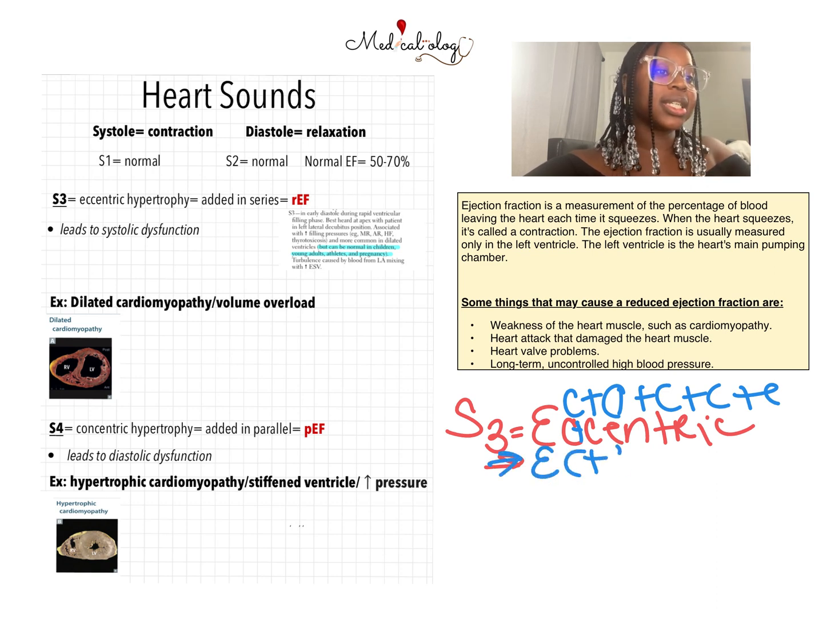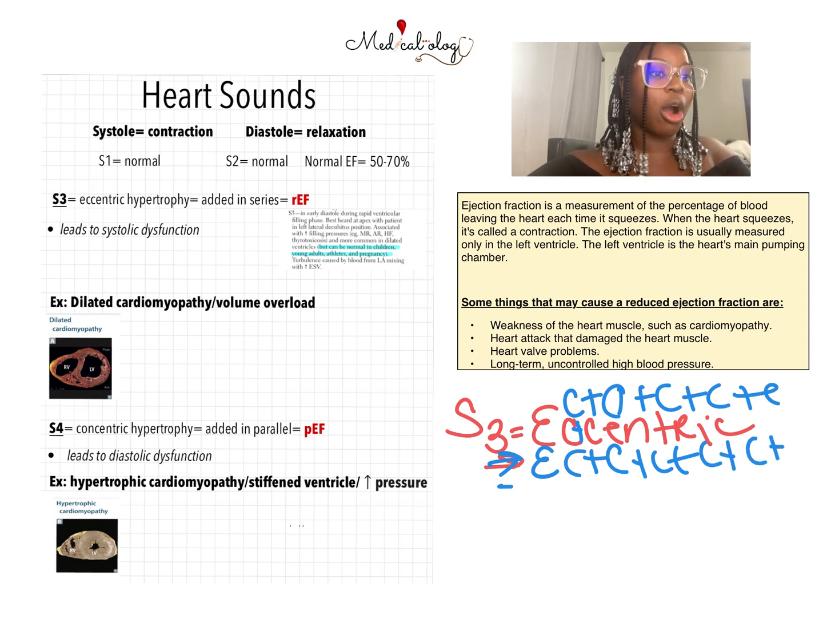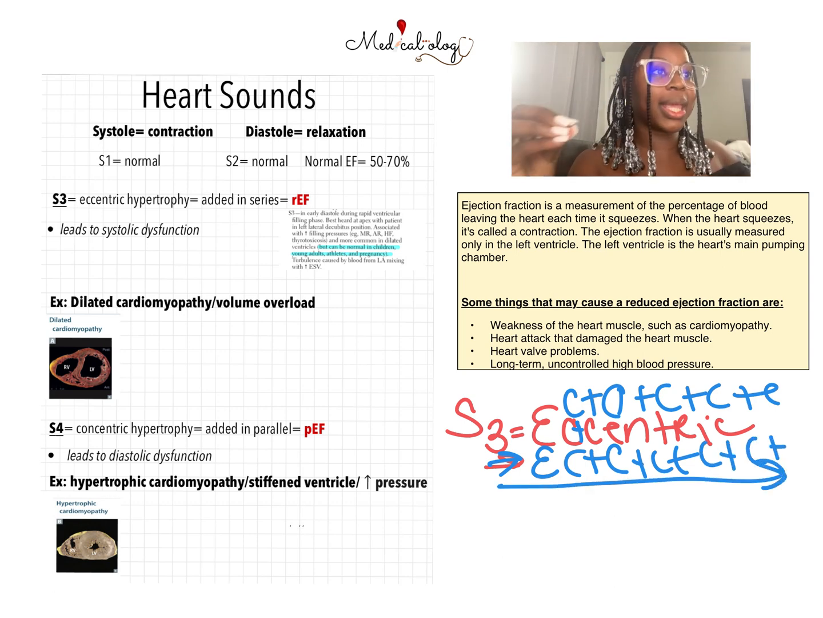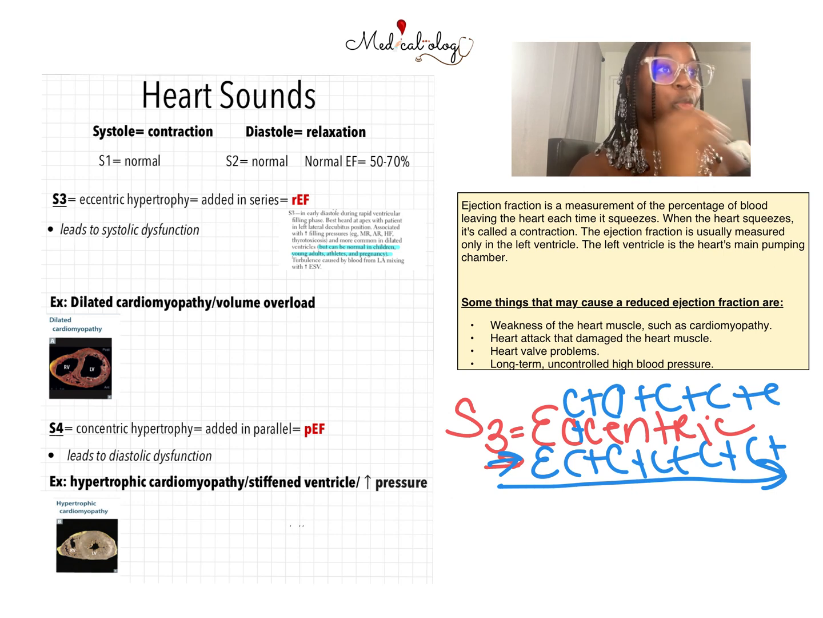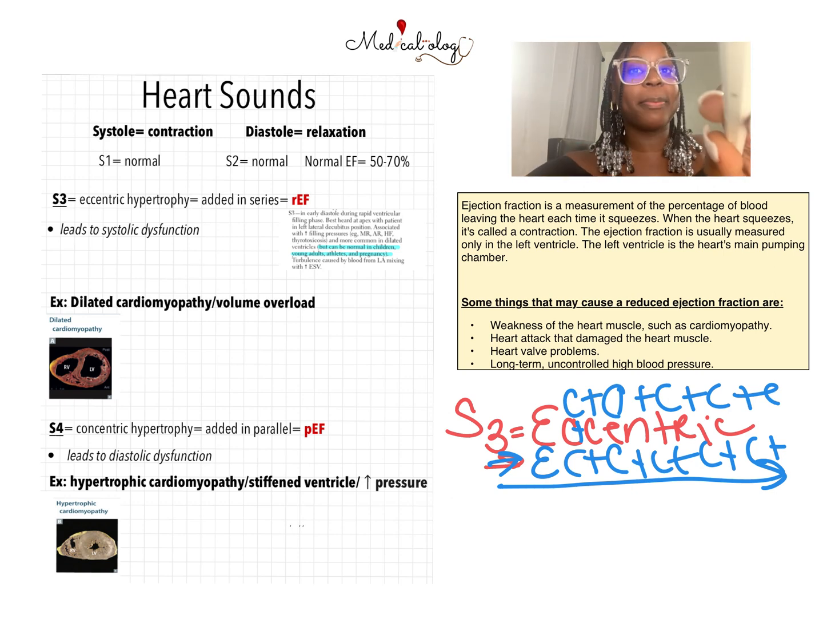So you keep on writing C's, C's, right? And what is that doing to the eccentric? It's elongated it, right? So the C's are making it longer. So that is why there is a dilated cardiomyopathy with an S3 sound. Do you guys see that? Next, we need to understand that the S3 equals a reduced ejection fraction, right? Reduce. So we have to understand the pathophys.